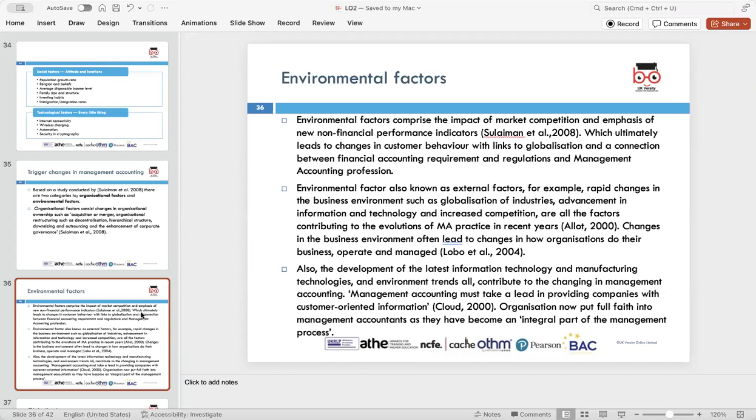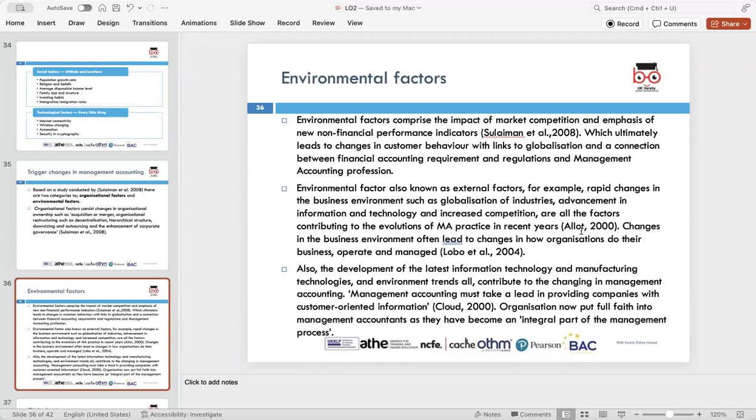Environmental variables, usually referred to as external factors, encompass a wide range of factors that might have an impact on a business. These include rapid changes in the business environment, such as the globalization of sectors, advancement in information and technology, and growing rivalry, participating in the developments that have taken place in management accounting practice during the past few years.